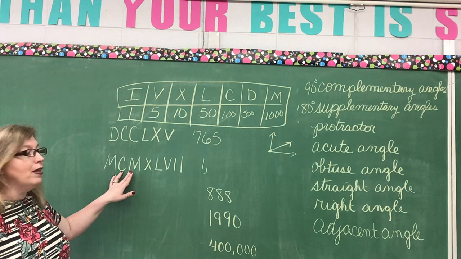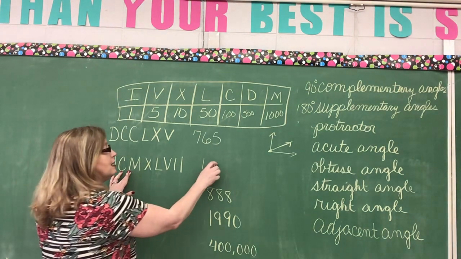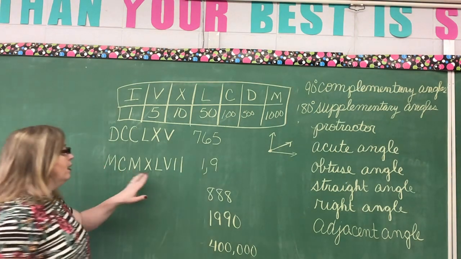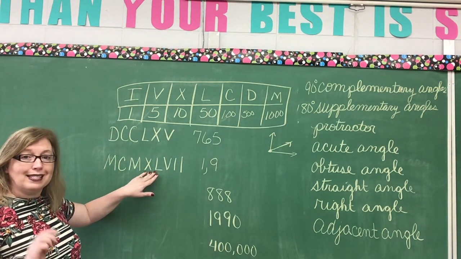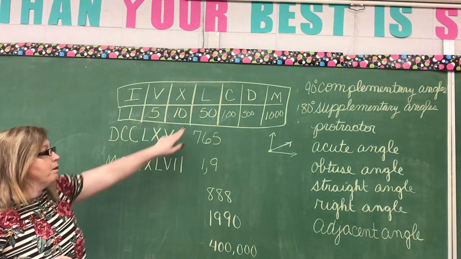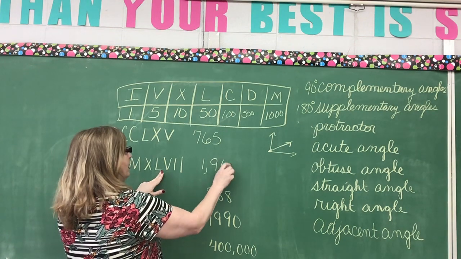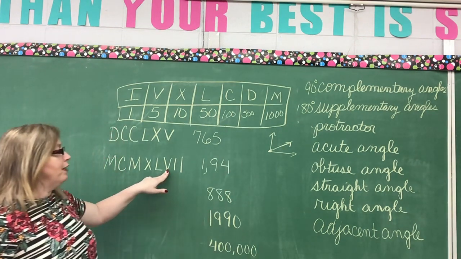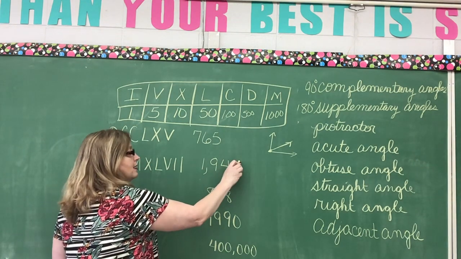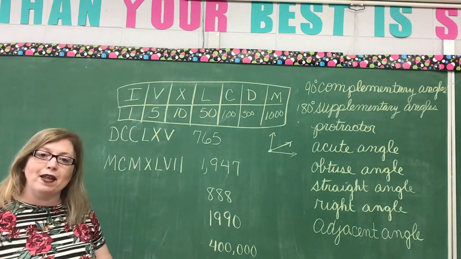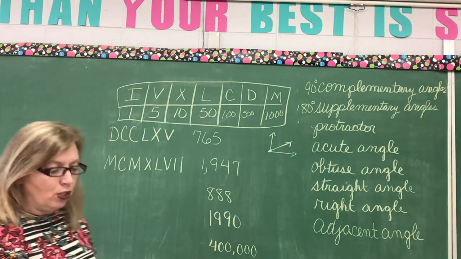So CM, that is 100 less than 1,000, so that is 900. Now I have an X and an L. X is smaller than L, so that is 10 less than 50, so it is going to be a 40, okay? Then we have VII. We can add all those together, and that is 7. So our answer is 1,947. Let's look at the next one.